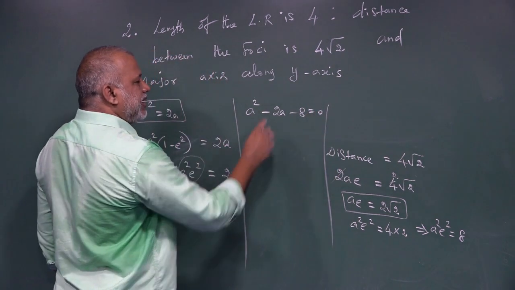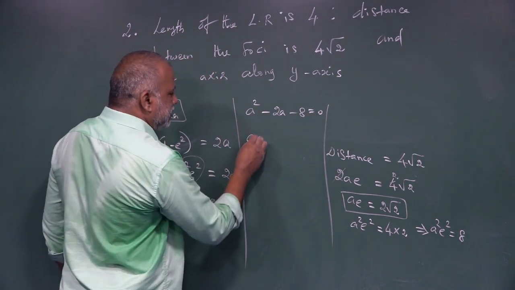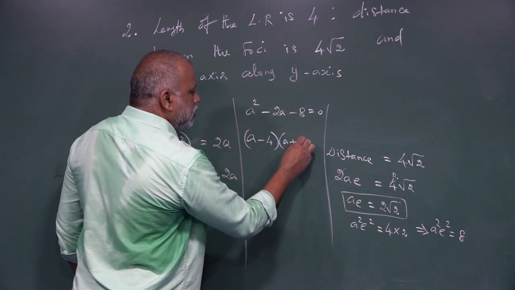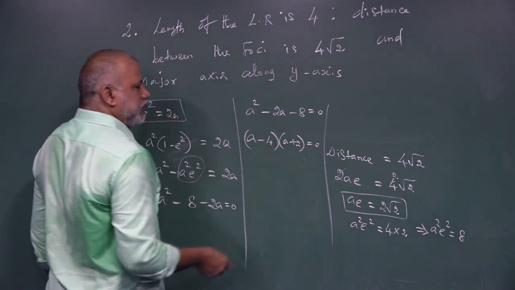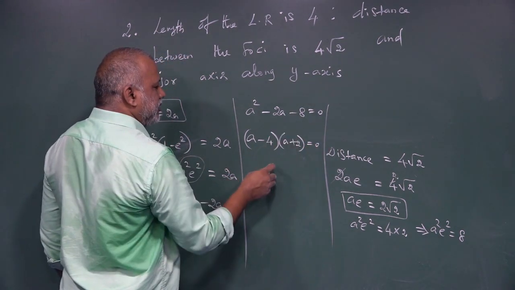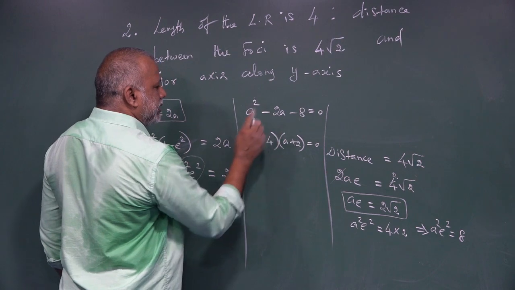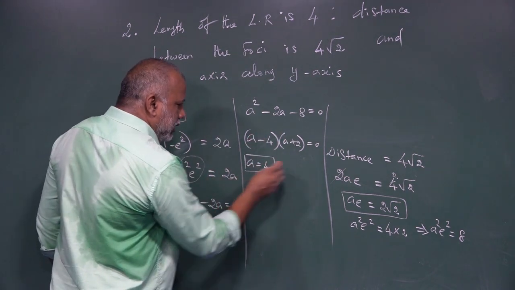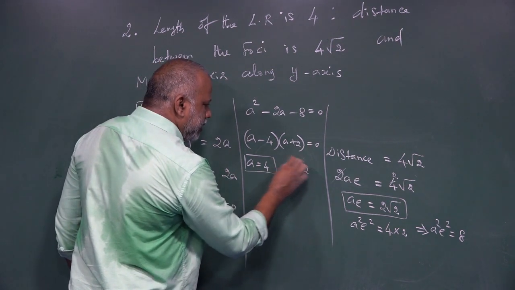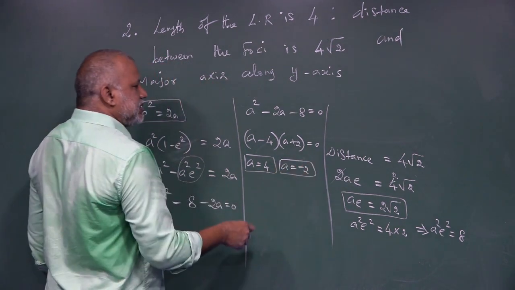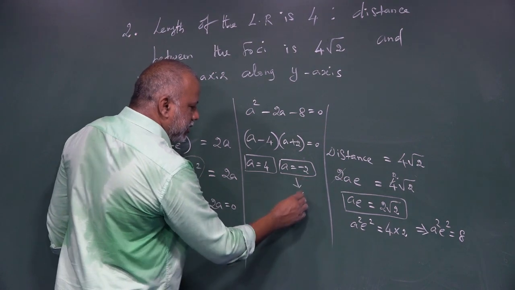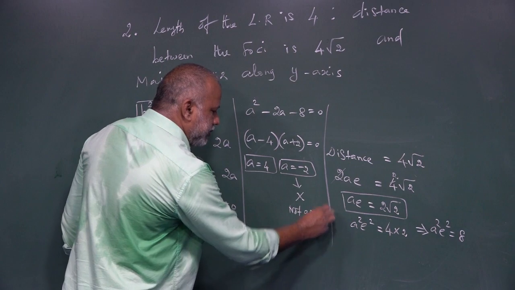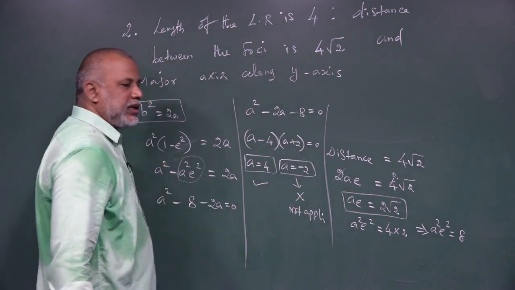Now we are able to factorize this with the help of (A minus 4)(A plus 2) equal to 0. Two factors: 4 twos are 8 with the negative symbol, 4 simplified with 2, we get minus 2A. Therefore, the value A equal to 4 and A equal to minus 2. A is the distance, therefore it cannot be negative. So that means not applicable. So we can select A equal to 4.